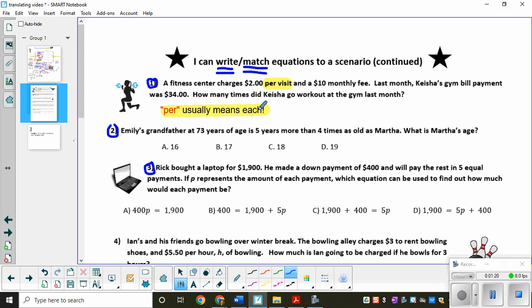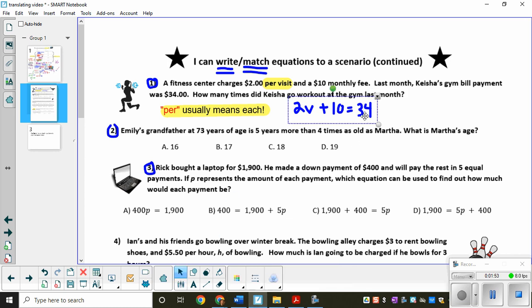Per usually means like each, so this is going to be like a $2 per visit each time she goes, and then $10 in a monthly fee no matter what, and that is how she spent $34 in a month. So this is the equation that we're going to use right here. 2 times the number of visits plus the $10 monthly fee, and her total bill was $34. Now what we want to know is how many times did Keisha go work out at the gym last month? So basically we just need to solve this equation.